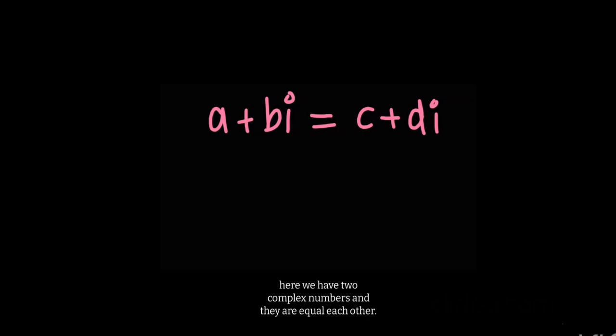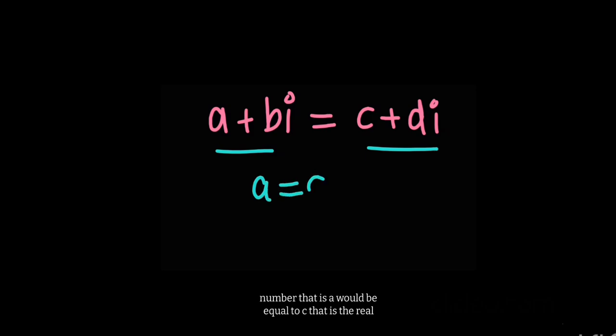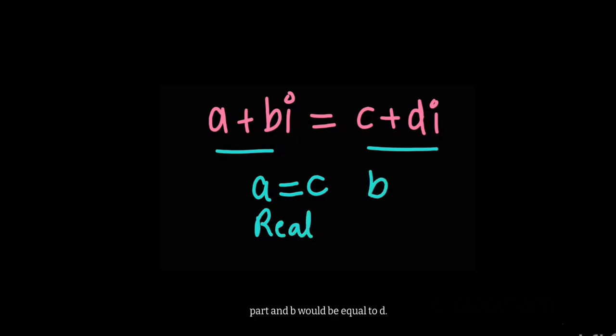So let us talk about what happens when two complex numbers are equal to each other. Here we have two complex numbers and they are equal to each other. a plus b times i is equal to c plus d times i. Now, if these two are equal, then the real part of the first number will be equal to the real part of the second number, and similarly the imaginary part of the first number would be equal to the imaginary part of the second number. That is, a would be equal to c, that is the real part, and b would be equal to d, and that is the imaginary part.